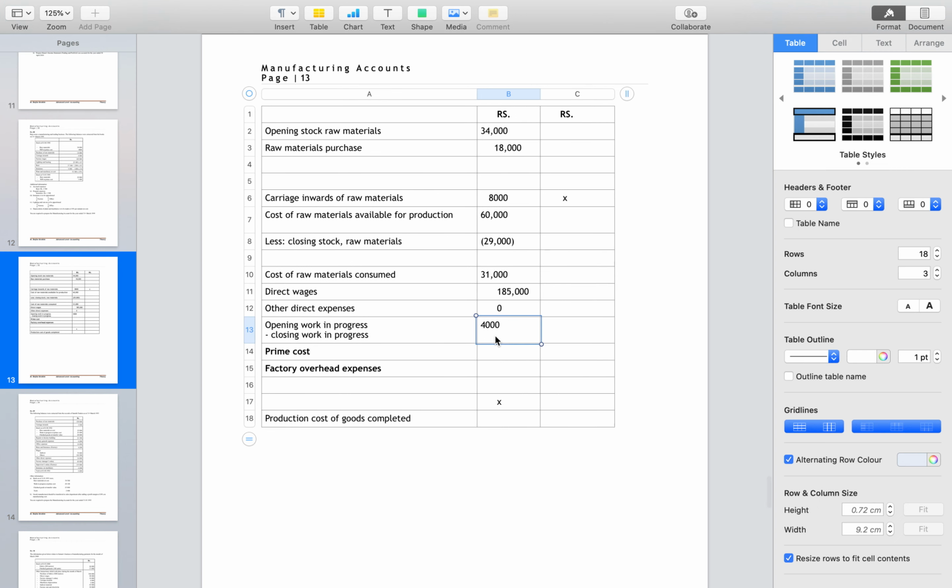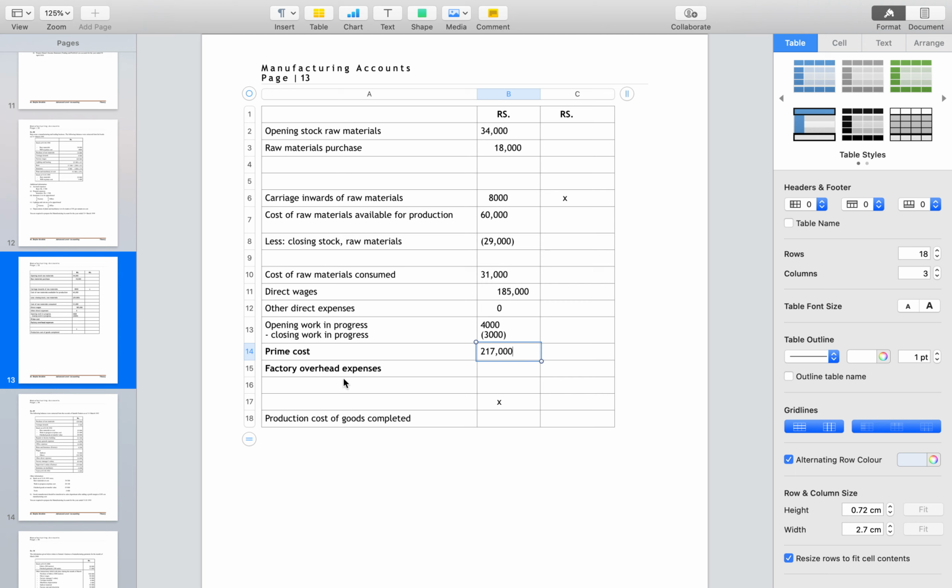So you mark that also, right? So guys, remember, always closing figures are always negative, so you mark that over there. Now we have cost of raw material consumed 31,000, direct wages 185. You adjust these two, now you will get your new prime cost answer. So prime cost in this question is 217,000, right? So you mark that as it is.